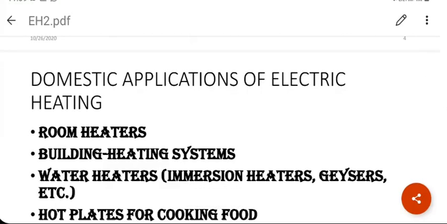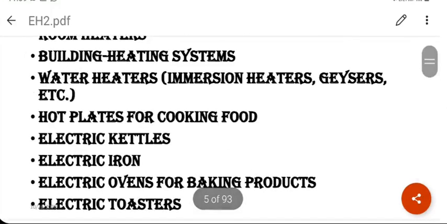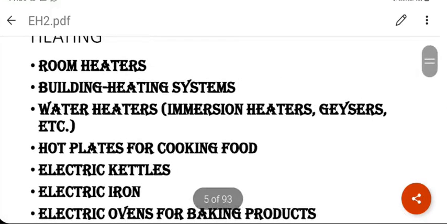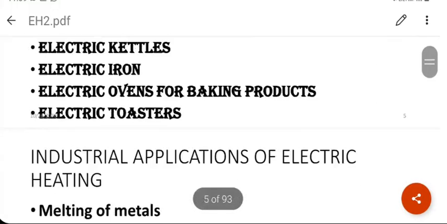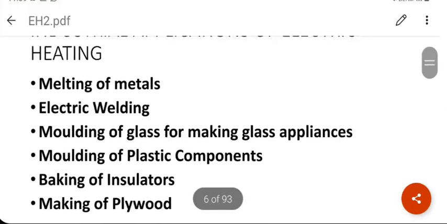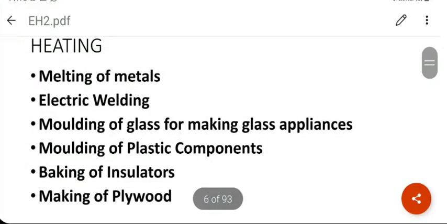Now, domestic applications of electric heating, there's a long list which I am not going to show you, but I've taken some examples. Room heaters, building heating systems, water heaters, hot plates for cooking, electric kettles, electric iron, electric ovens, electric toasters. You see all these things around you. Okay. For industry, things are little more interesting. Melting of metals uses electricity. Welding uses electricity. Molding of glass uses electricity. Molding of plastic components also uses electricity.